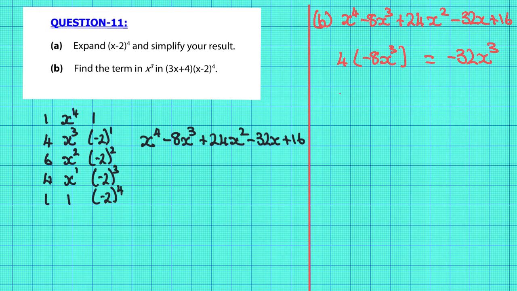Also, if we multiply 3x by 24x squared, which is equal to 72x cubed, we will also get an x cubed term. If we add those two terms together, we will get 40x cubed. That is the term we want. 40.